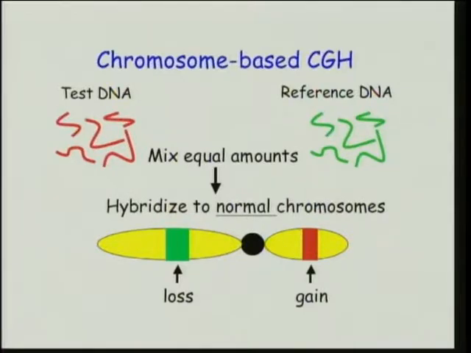And then anywhere in the genome where you have an equal amount of test and reference DNA, you'll see a yellow signal. Anywhere where you see an excess of red signal, it indicates that you have a gain in your test DNA compared to your reference, in this case, if your test is in red and your reference is in green. And anywhere in the genome where you have an excess of green hybridization signal, it means you have a loss of chromosomal material, or DNA, in your test compared to your reference.